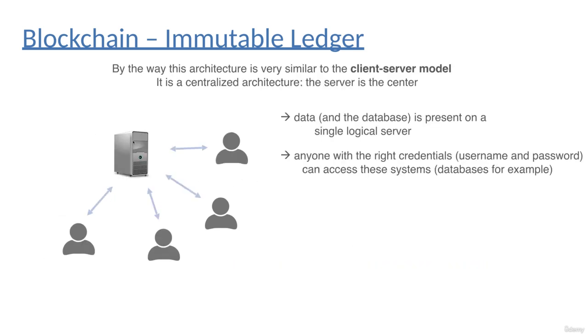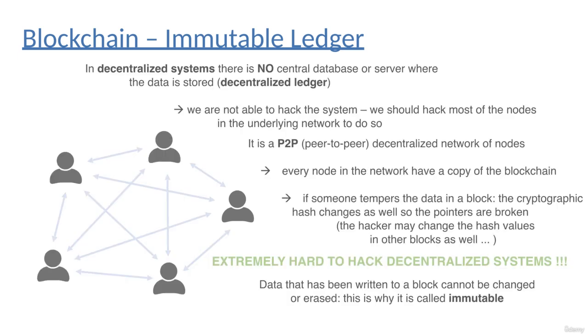If we are dealing with centralized systems, it is quite easy to hack a centralized system because it has a single logical server, a centralized database. If we are dealing with decentralized systems and decentralized ledger, it is extremely hard to hack decentralized systems because every single node of the network has a copy of the underlying blockchain. Data that has been written to a block cannot be changed or erased. This is why it is called immutable.